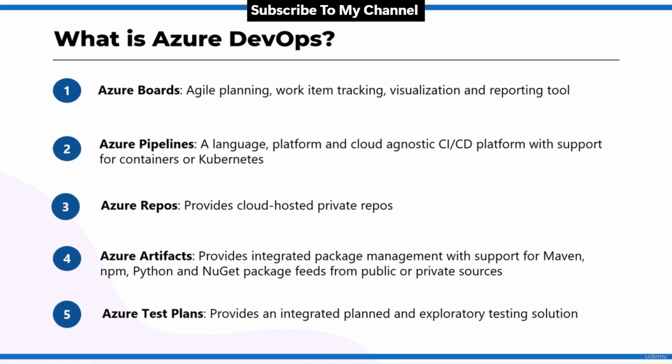The fourth one is Azure Artifacts, which provides an integrated package management configuration with support for Maven, NPM, Python, and NuGet packages. If you have reusable packages in your project and you want a centralized shared repository for them, Azure Artifacts is a perfect public or private source for that. And finally, we have the fifth one, which is Azure Test Plans, which provides integrated manual and exploratory testing solutions.